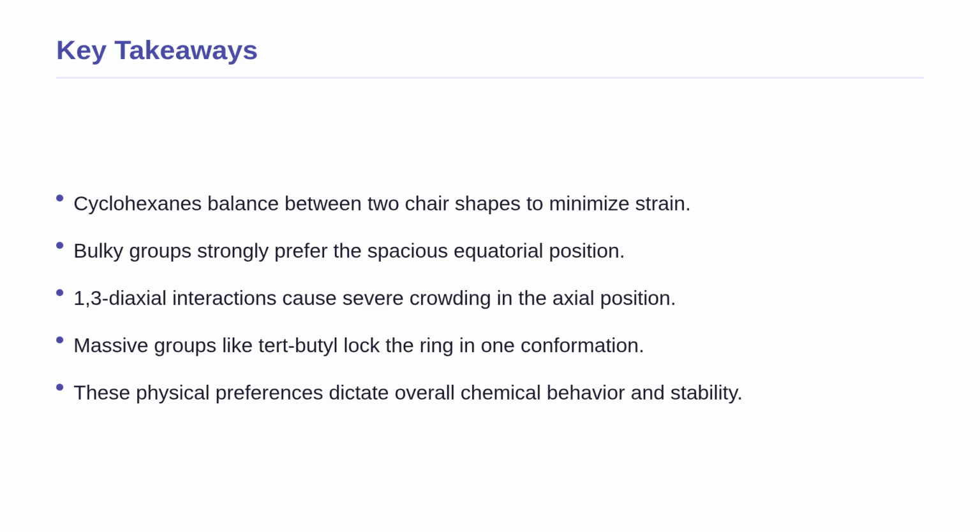Monosubstituted cyclohexanes exist in a delicate balance, constantly flipping to minimize physical strain. They will always try to place their largest attached group in the outward-pointing equatorial position to avoid the cramped crowding of 1,3 diaxial interactions. When groups are massive enough, they can completely lock the molecule into a single shape. By mastering how these physical preferences dictate stability, you now have the tools to predict how complex organic molecules will behave in the real world.